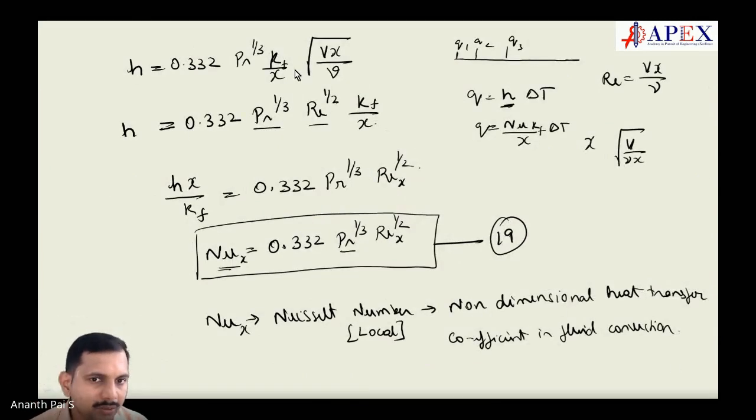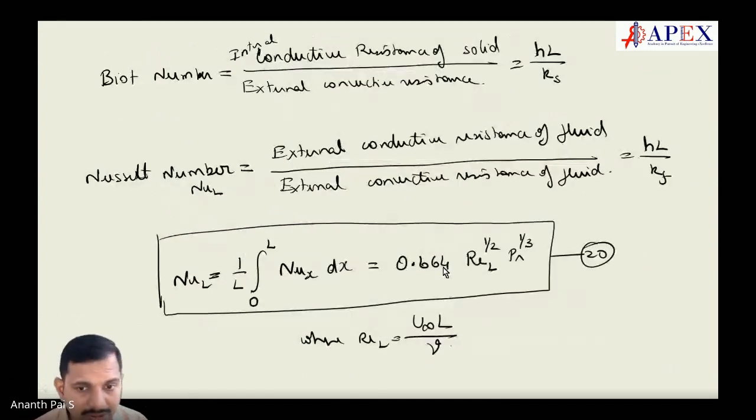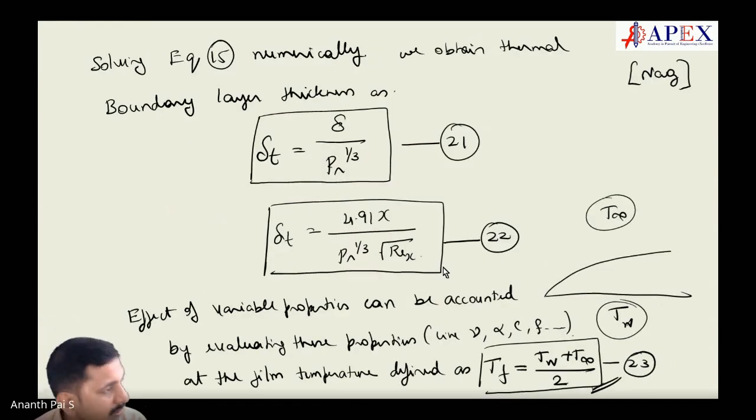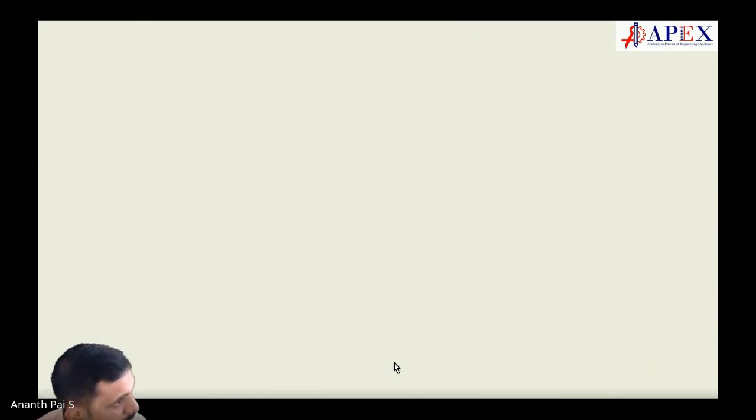Then we took that K_f to the other side and got something called the Nusselt number. Make sense? We derived the Nusselt number, explained what it is, and then we got the thermal boundary layer thickness. This is what we did. Today we will do problems. Let us directly go to problems now.